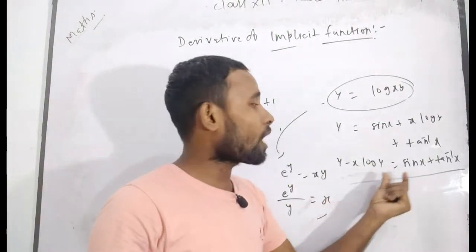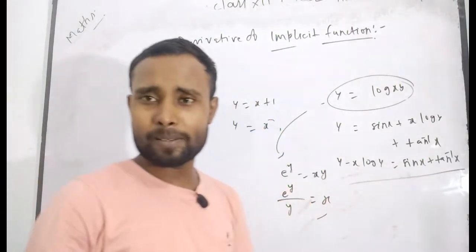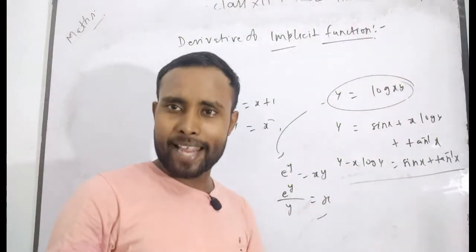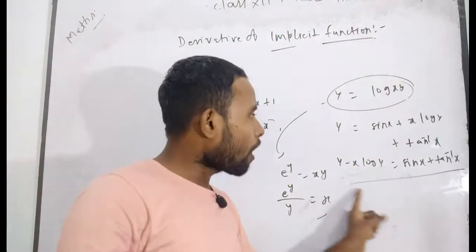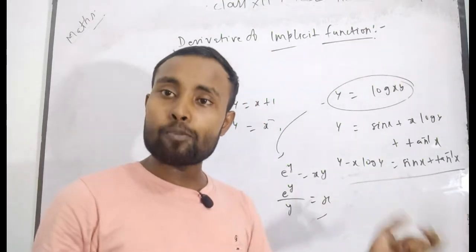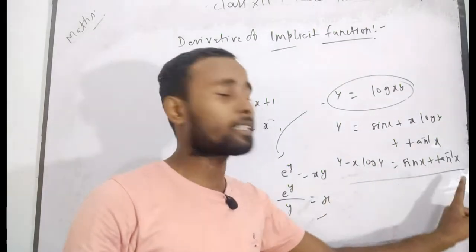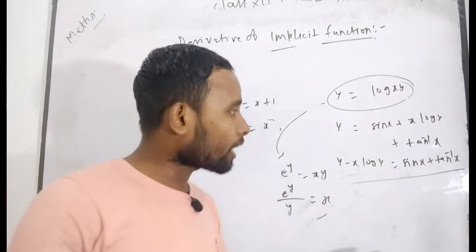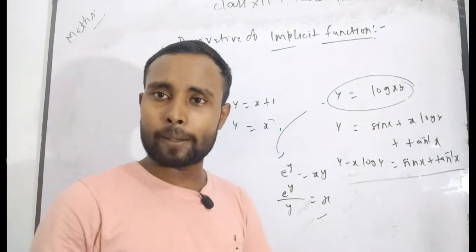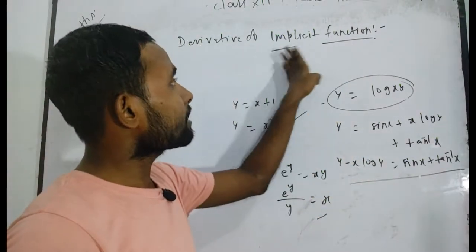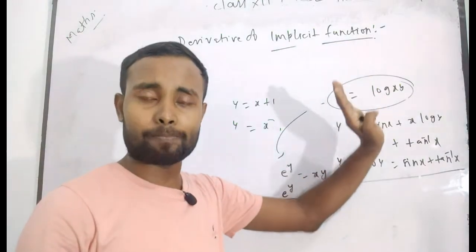Now, y - x log y = sin x + tan inverse x means that you cannot express y in terms of x completely, or x in terms of y completely. That's why this is an implicit function. What do we mean by implicit function?